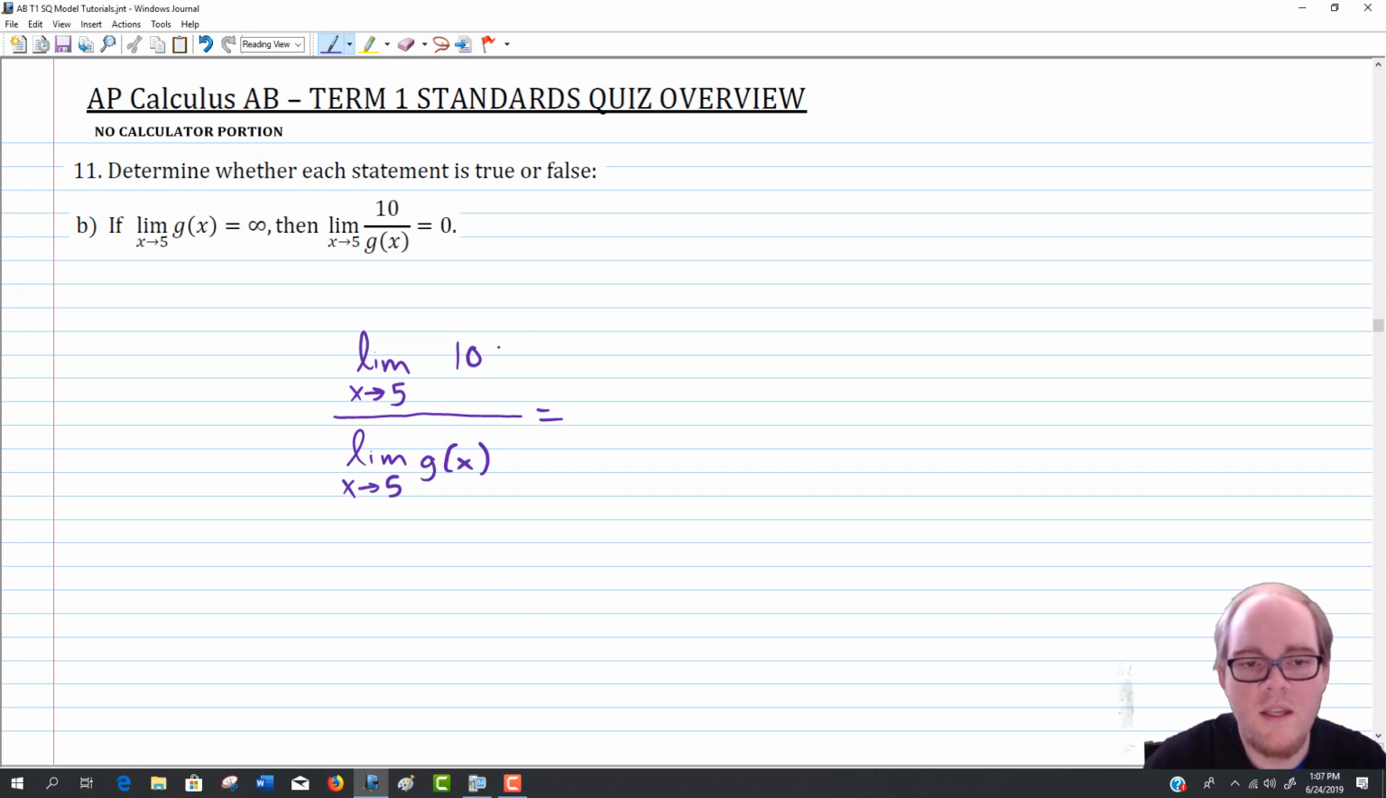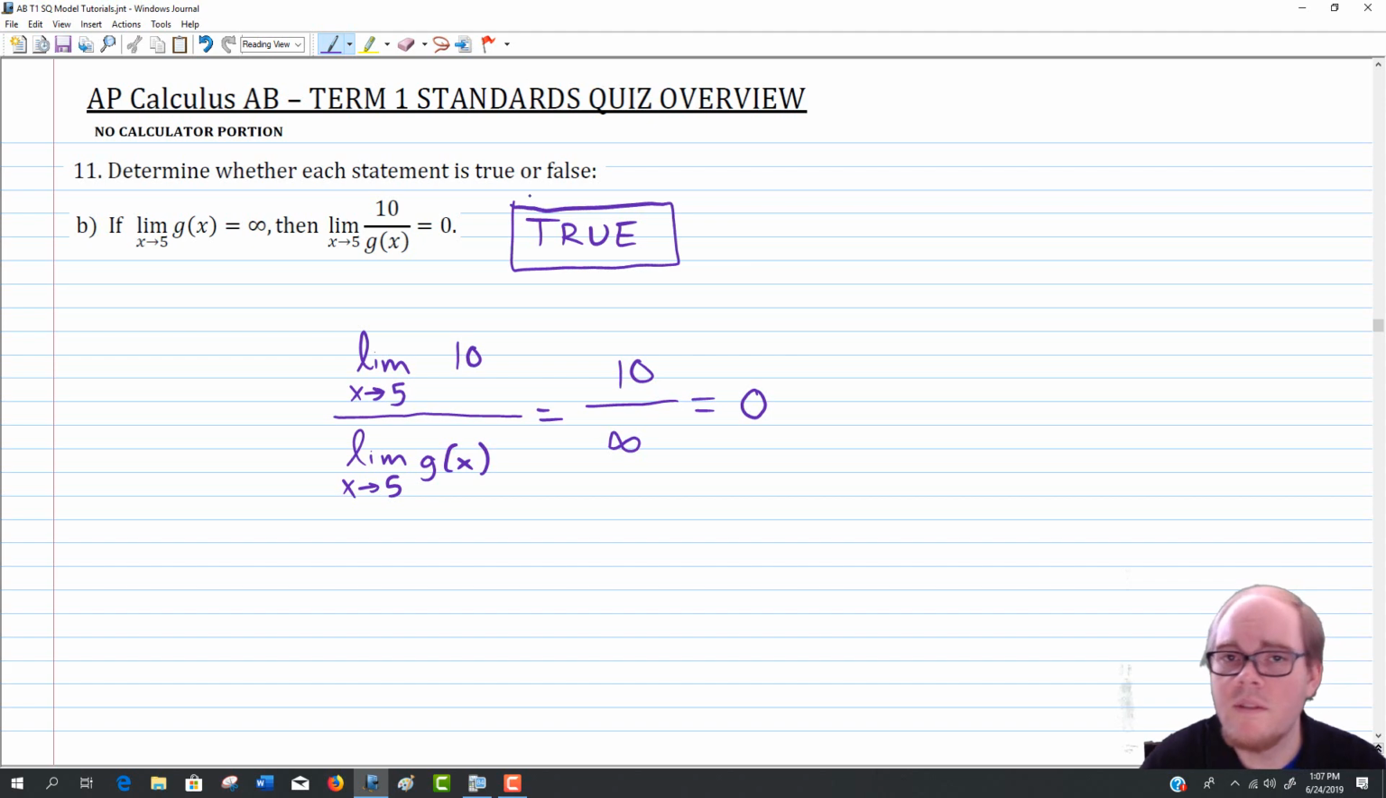So evaluating these things, 10 is a constant function. Everywhere its value is 10, so the limit is definitely equal to 10. And down below, we were told that this was equal to infinity. And although this isn't equal in the traditional sense, 10 over infinity does in fact go towards 0. So the limit as x goes to 5 for this function should in fact be 0, making this statement very much true. So I'd say this is probably one of the simpler ones. It's testing your ability to know some of those properties of infinite limits. Really important property at that, though.